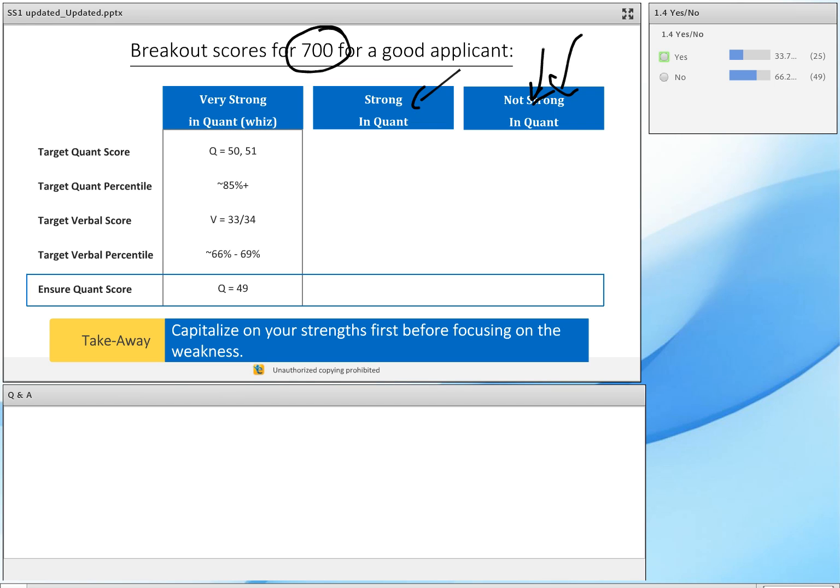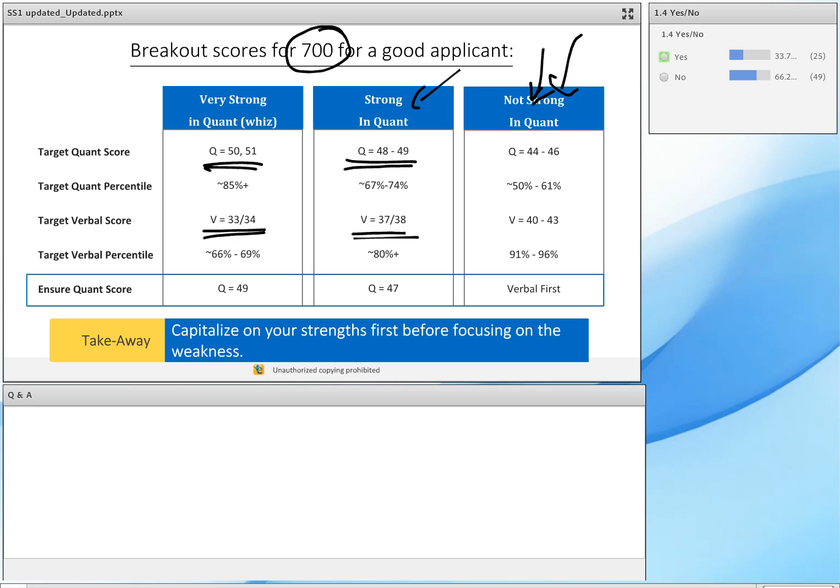So if you're a quant whiz, make sure you leverage your strengths first. So aim for a Q50, Q51, which means you only need to improve your verbal to a V33, V34. If you're someone who's strong in quant but not a quant whiz, aim for a Q49. Accordingly, you need to get a slightly higher verbal score.